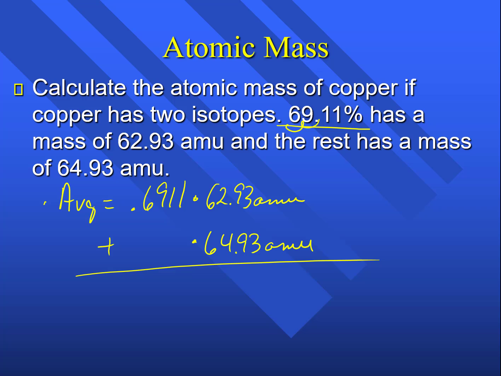But how am I supposed to get the percent? All they told me was the rest. Well, what do the percents have to add up to? They have to add up to 100. So if I take 100 minus the 69.11, I get 30.89. So that means 30.89%. Here's my other percentage. So that's 0.3089.